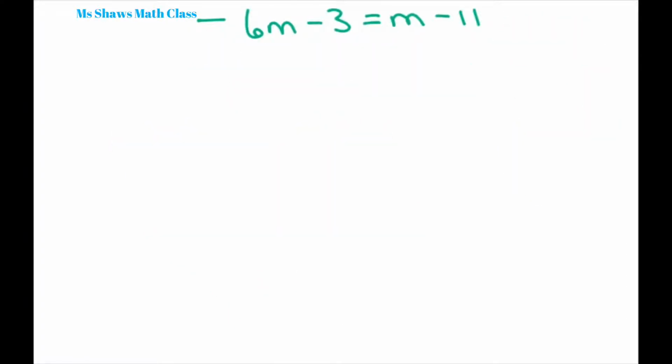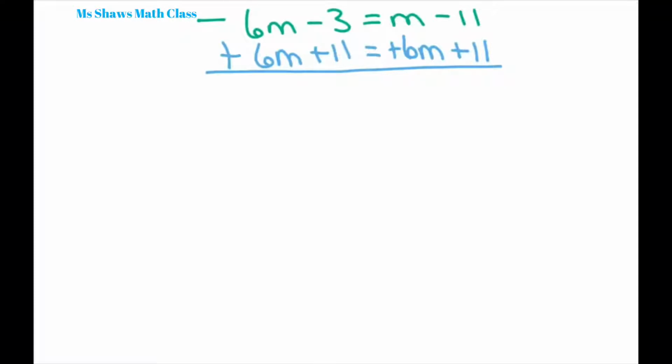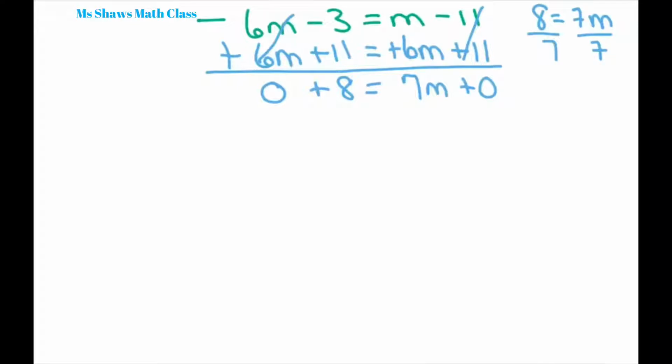Finally, the last one. In this case, I'm going to use my addition property and add 6m to both sides. I like to keep my variable part positive. And then I'm going to also add 11 to both sides. So it saves some time when you can do both at the same time. So this is going to be 0. 11 minus 3 is 8. This is 7. 11 minus 11 is 0. So basically we have 8 equals 7m. Use your division property of equality. And you get m equals 8 divided by 7. So you can write it like this.